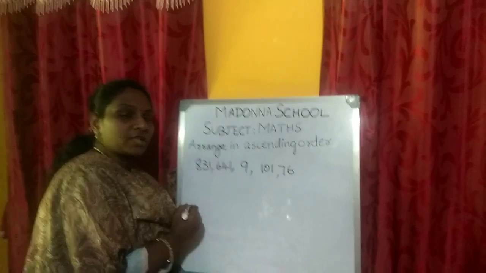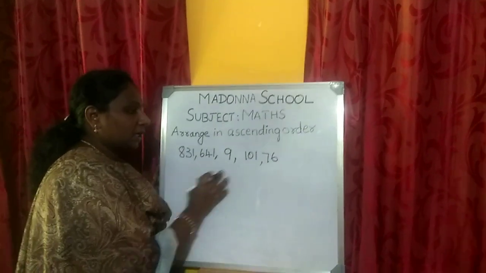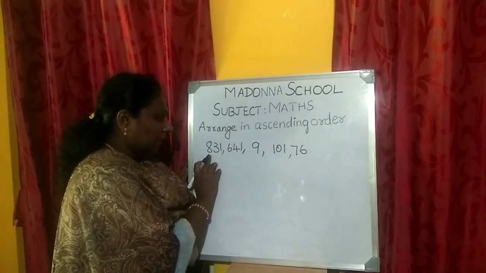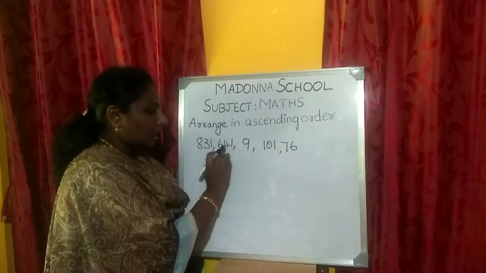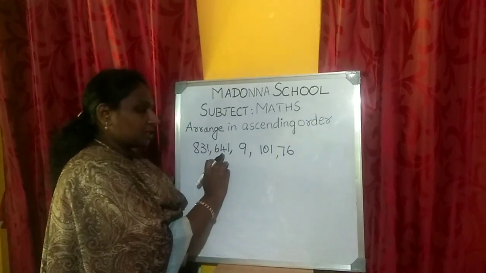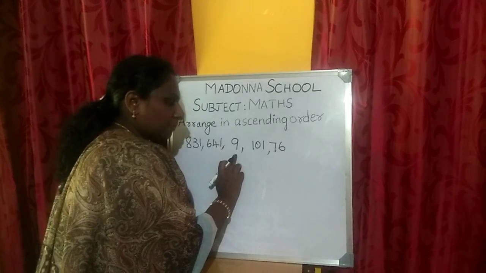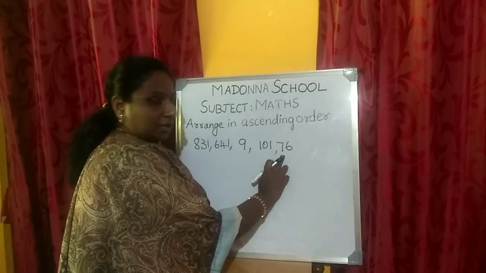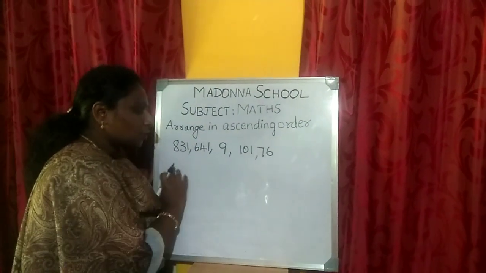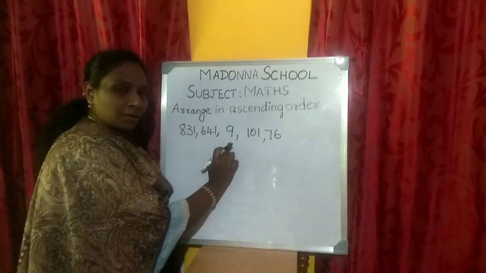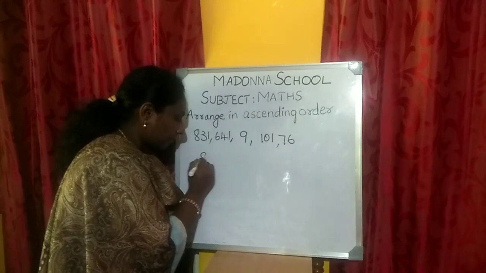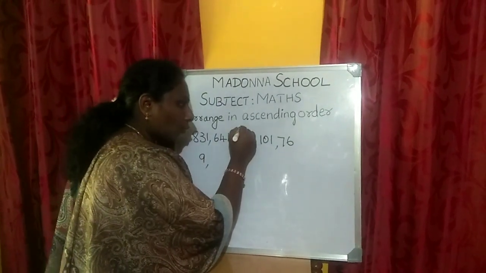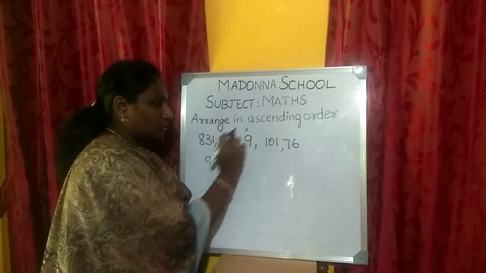So the first step is what, children? You have to compare the number of digits. So 831 is a 3-digit number and 641 is a 3-digit number. 9 is a 1-digit number. 101 is a 3-digit number and 76 is a 2-digit number. So smallest to greatest. Which is smallest? The single digit number is smallest. So 9 should come first. You can mark it here 1. You can write on the top 1.